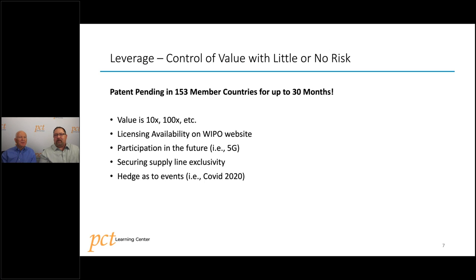And protection in Africa through the PCT is extremely straightforward, because there are two regional patent offices in Africa, one that covers most of the French-speaking African nations and another that covers the English-speaking and other languages. So it's like the EPO, but for Africa. You can get much of Africa through those two respective regional offices. So it's an easy jumping off point, PCT, to those regional offices in Africa. So take advantage of that. All right, our next, and then we have a few more, securing supply line, exclusivity and hedging. And I've already spoken about those two points.